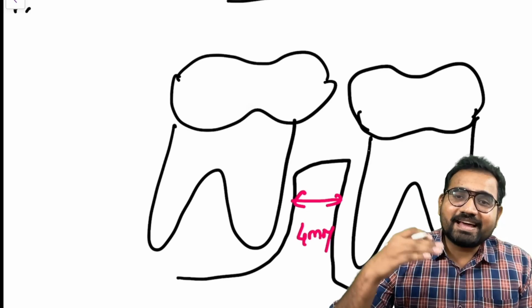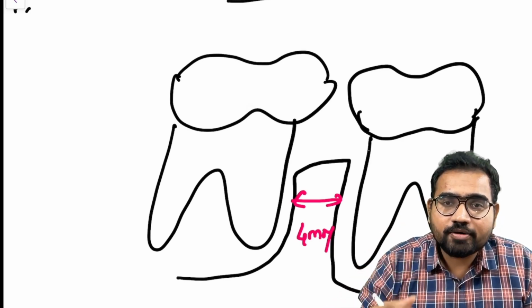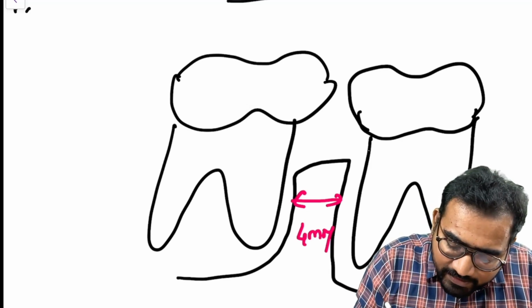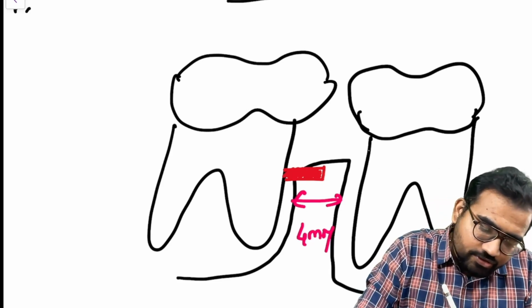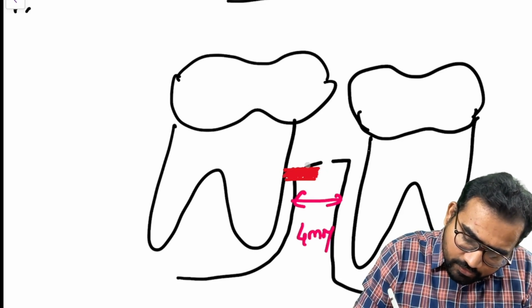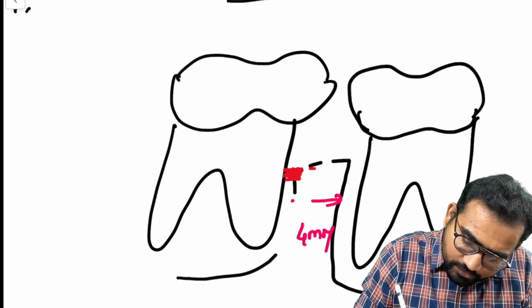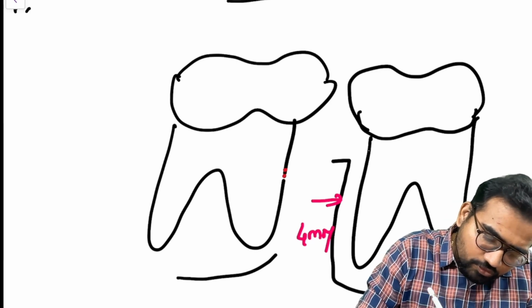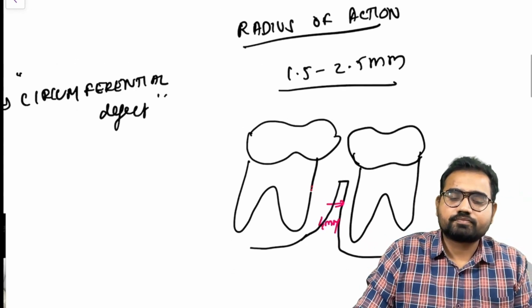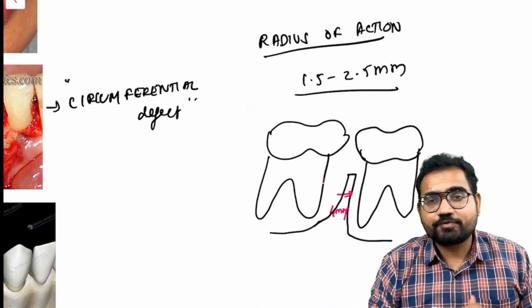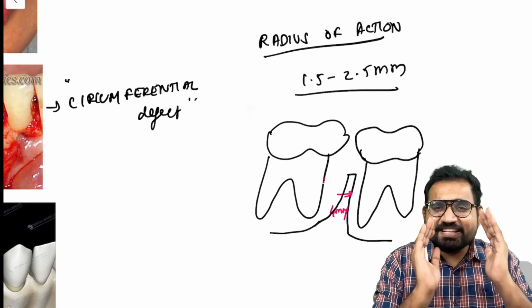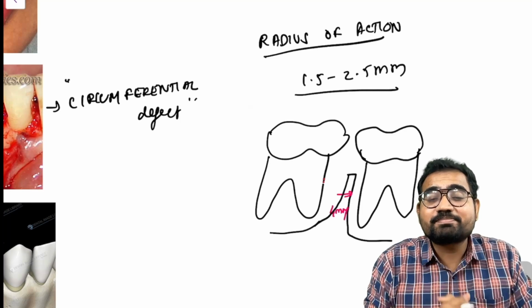Exactly. There will be only vertical or angular bone loss, because a bacteria can extend only 1.5 to 2.5 mm. It will just destroy till here, so this entire aspect will be destroyed. Your bone will look something like this. This is what we call a vertical defect. So vertical or horizontal bone loss depends upon the thickness of the interdental bone rather than the disease per se.